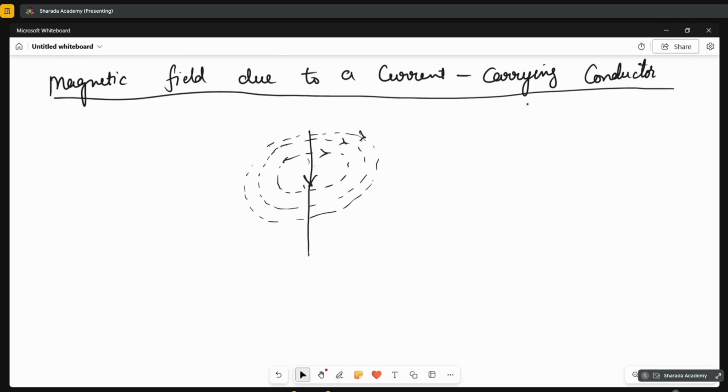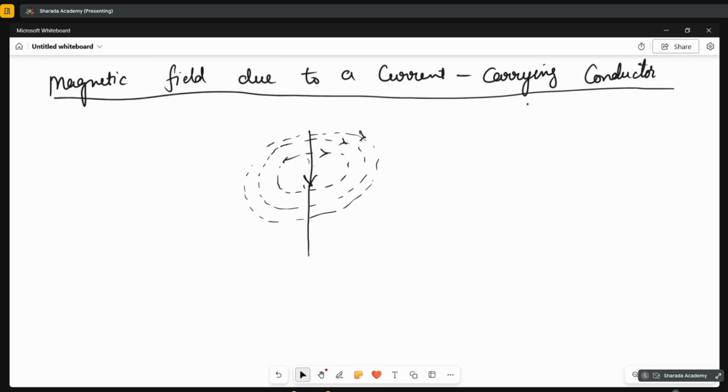So we'll observe that if the current is increased, then the magnetic field will also increase. If the current is increased, then the magnetic field produced around it also increases. And the other thing, if you change the direction of the current, then the direction of the magnetic field lines will change.